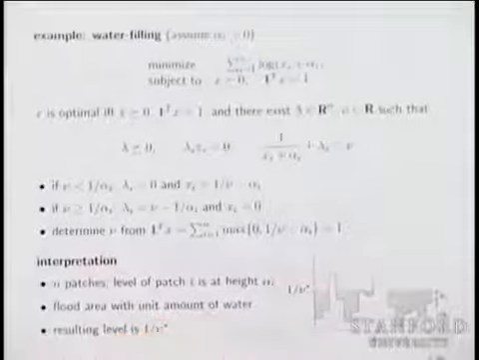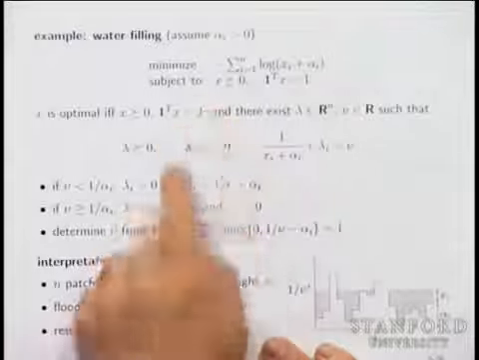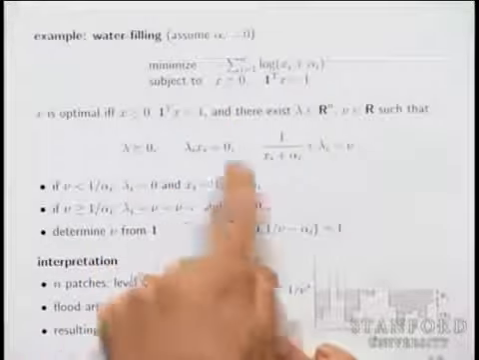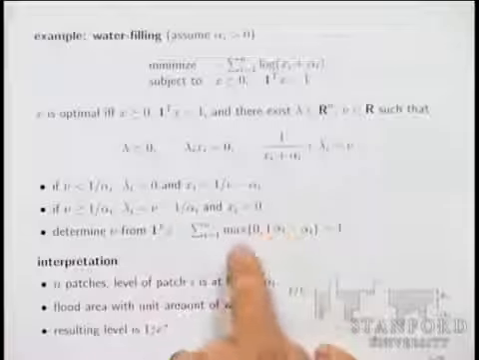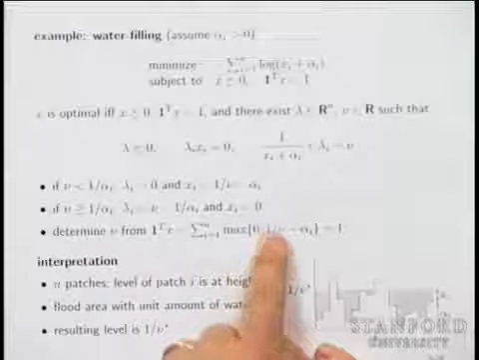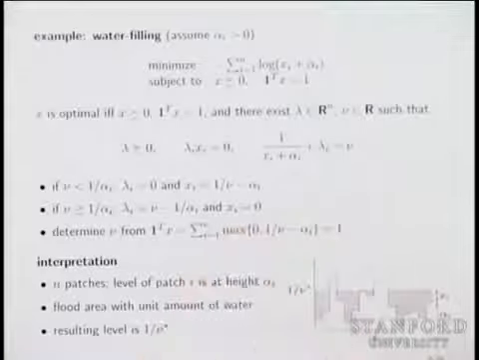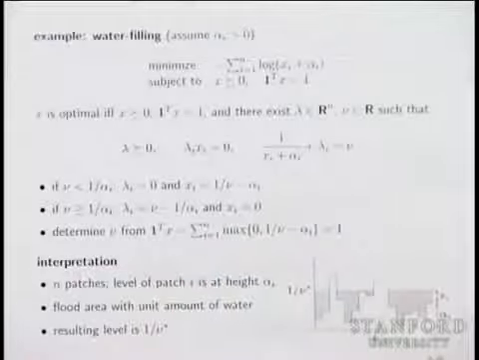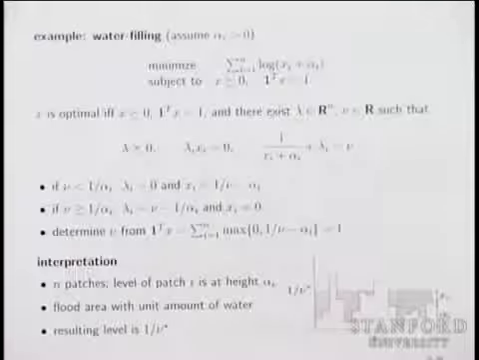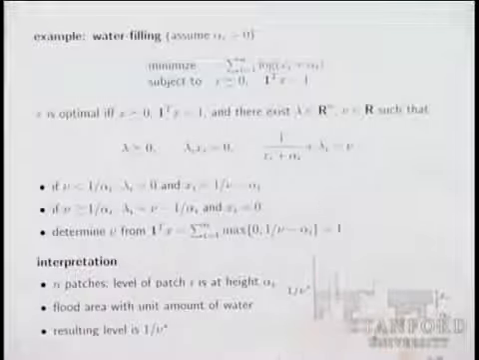Nu is a single scalar variable, and you basically have this. Primal feasibility says 1 transpose x is the sum of this, because you get a formula from this for what xi is. It's just max of 0 and 1 over nu minus alpha i. That sums up to 1. This function here is monotone increasing in nu, and therefore there's a point where this is equal to 1.